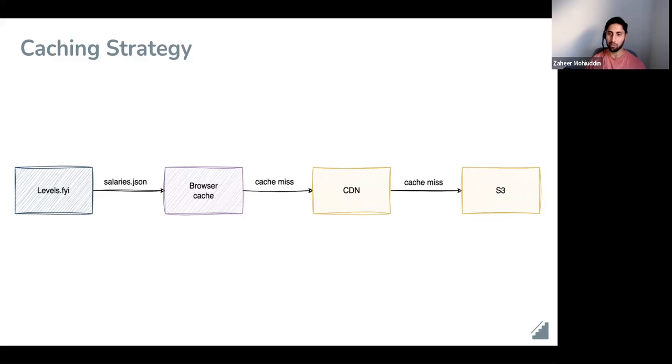That first layer was the browser cache. We also had caching on the CDN. Ultimately, it would fall back to S3 if it missed in all of these places. The majority of the time, though, most people would be using data from their browser or from the CDN, which made it very efficient from a cost and speed perspective.